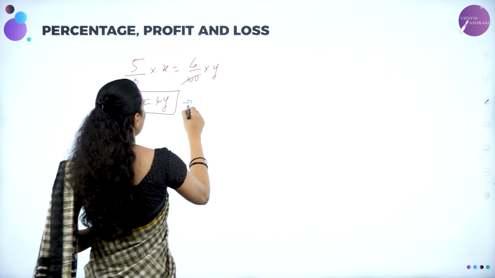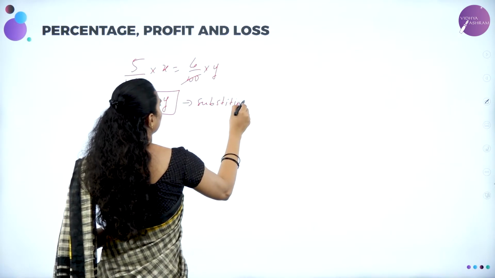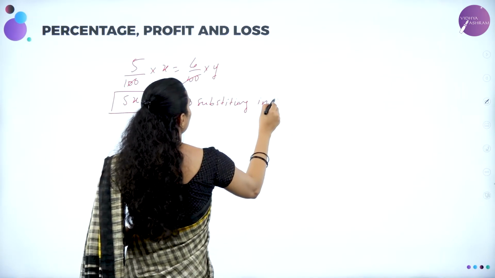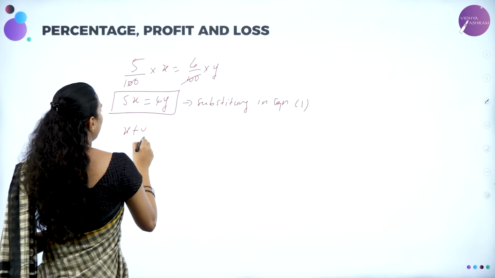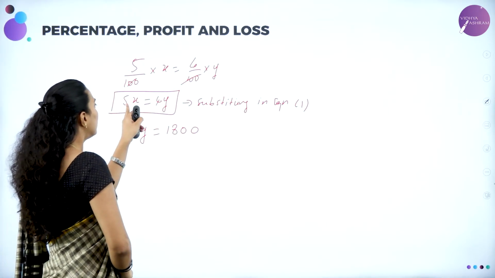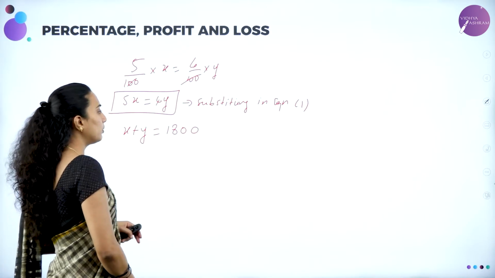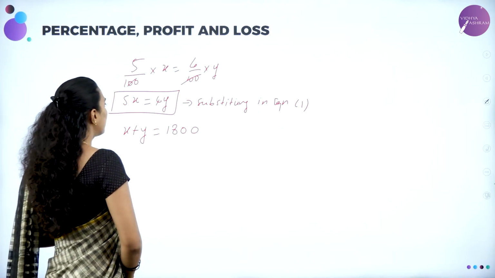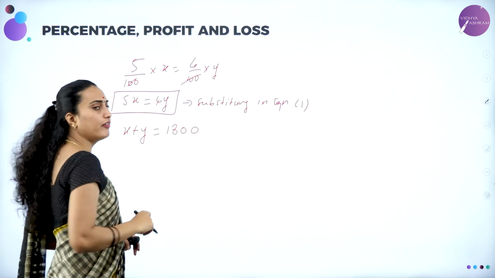Substituting this in equation 1. So what is equation 1? x plus y is equal to 1800. You can substitute either 5x is equal to 4y or 4y is equal to 5x. So therefore you can have x equal to 4 by 5 into y.